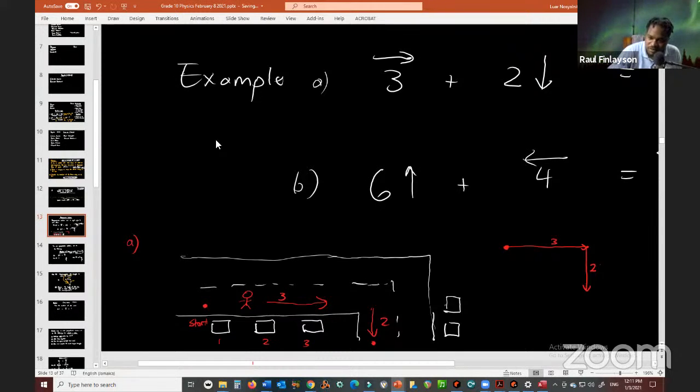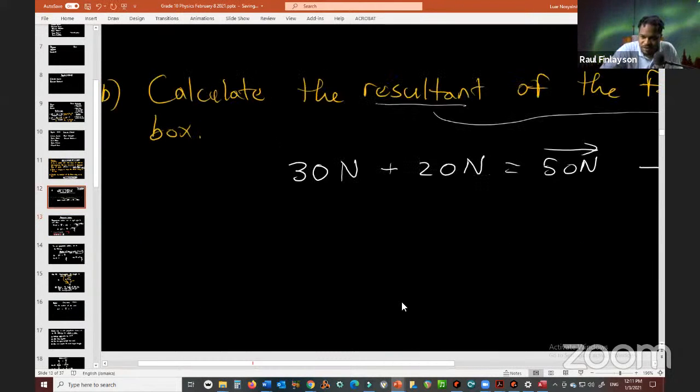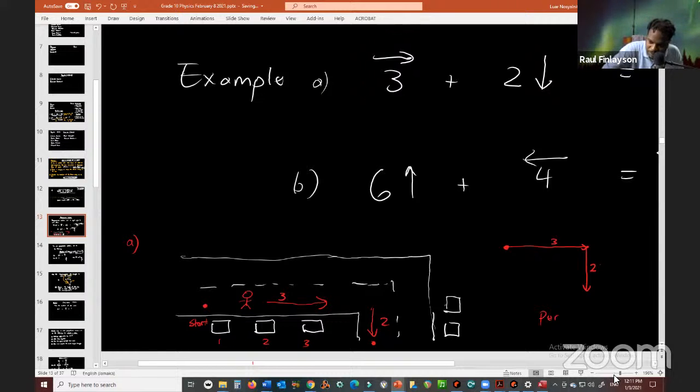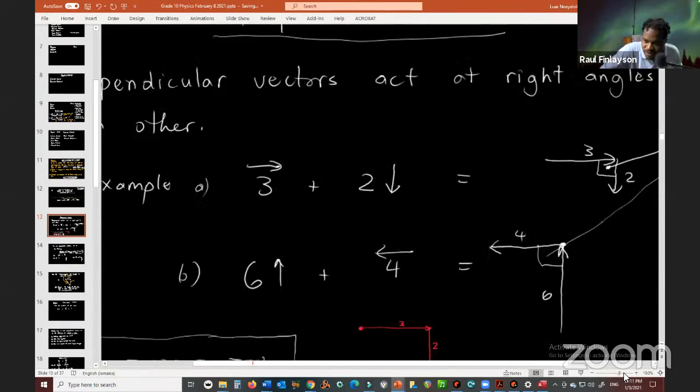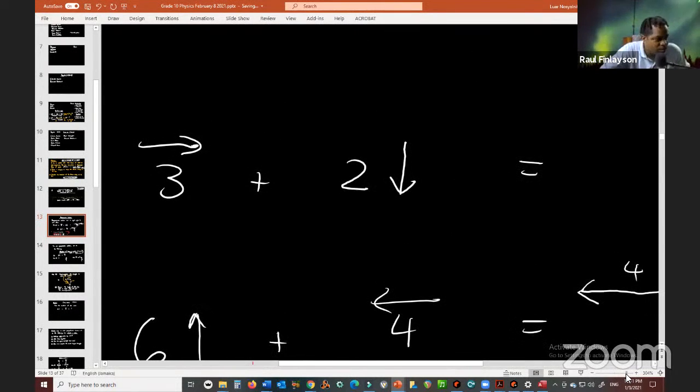All right. So these are perpendicular vectors. We just talked about it a while ago. As a matter of fact, see it there now. Let me scroll back up the page and show. See there? Perpendicular vectors act at right angles to each other. I'm going to zoom in, and don't forget what you said before. Look at that. Anyway, that's perpendicular vectors.